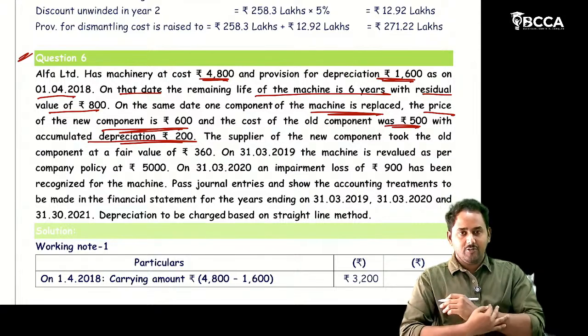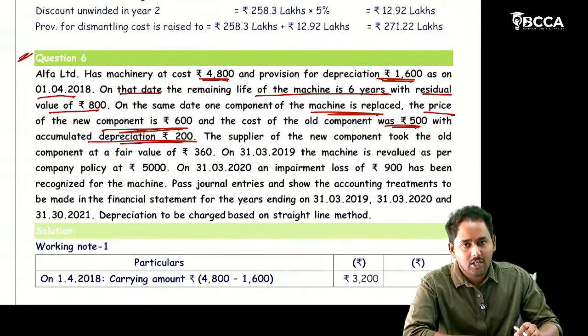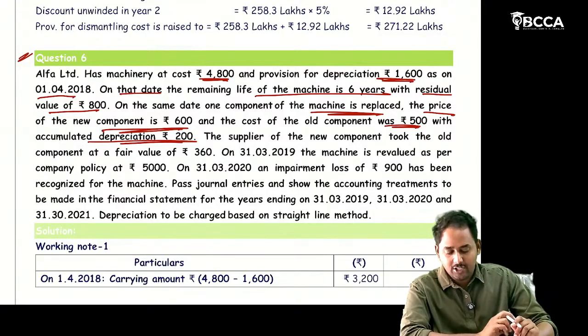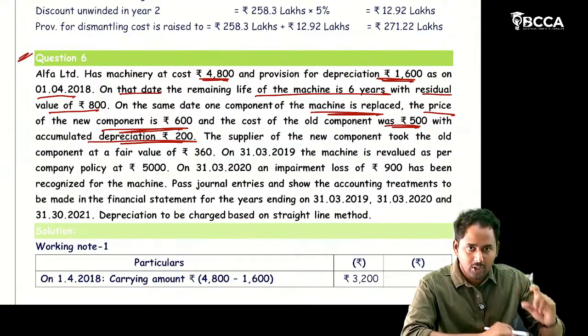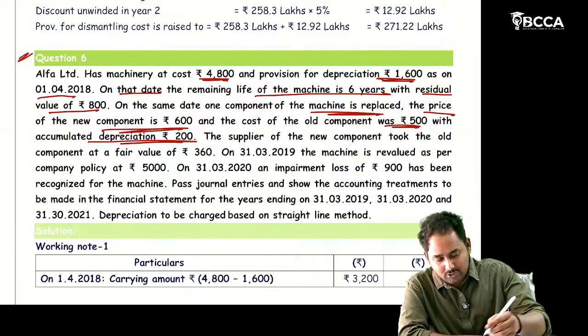Here, which method are they following? For the providing of the depreciation there are two methods. They are following the revaluation. I am not talking about the model. For the providing of the depreciation, generally there are two approaches.